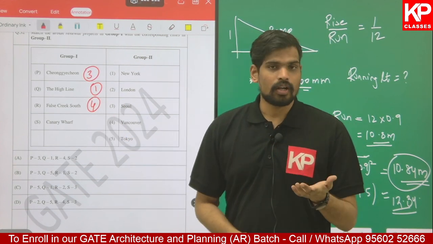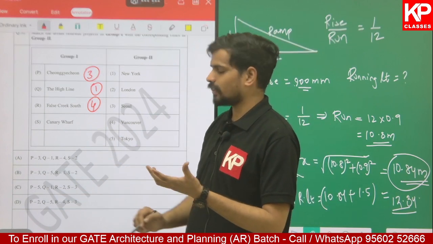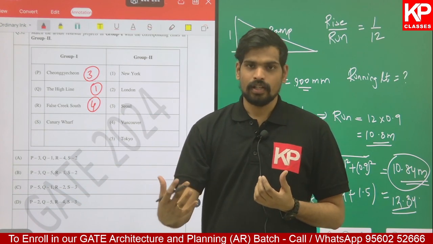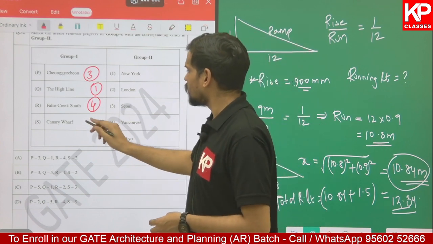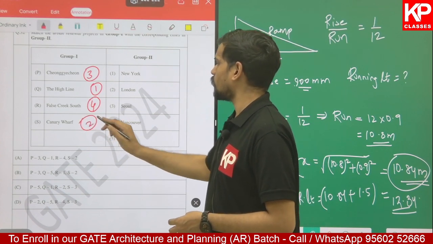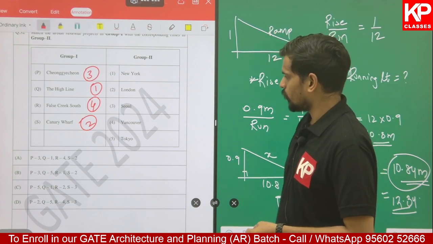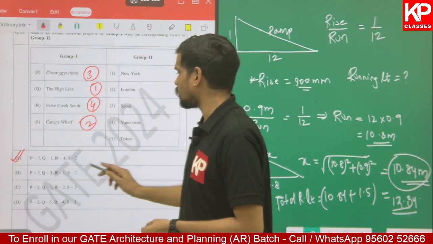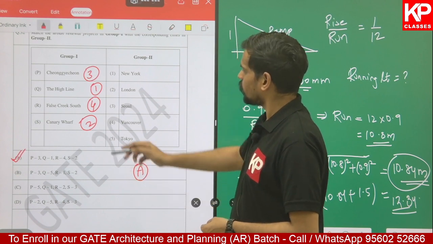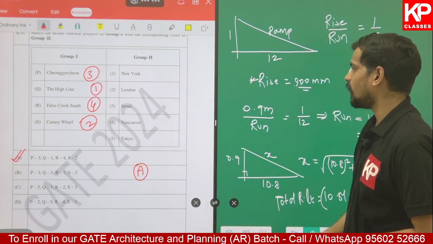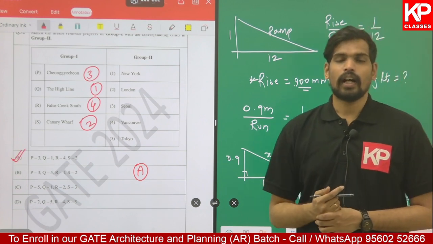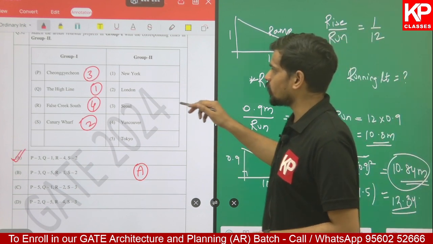Canary Wharf, I'm sure you know there are a lot of wharfs in the city of London along the River Thames. Canary Wharf is one of those neighborhoods. So Canary Wharf, London would be the correct option. 2, 3, 1, 4, you can select the appropriate option, that is option A. So even if you know one or two, you can try eliminating the others and come up with the answer. The correct answer for this question would be option A.